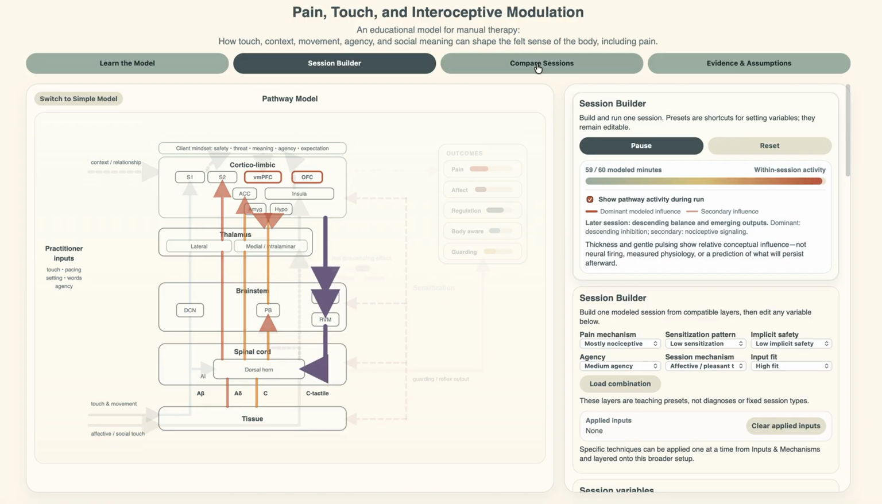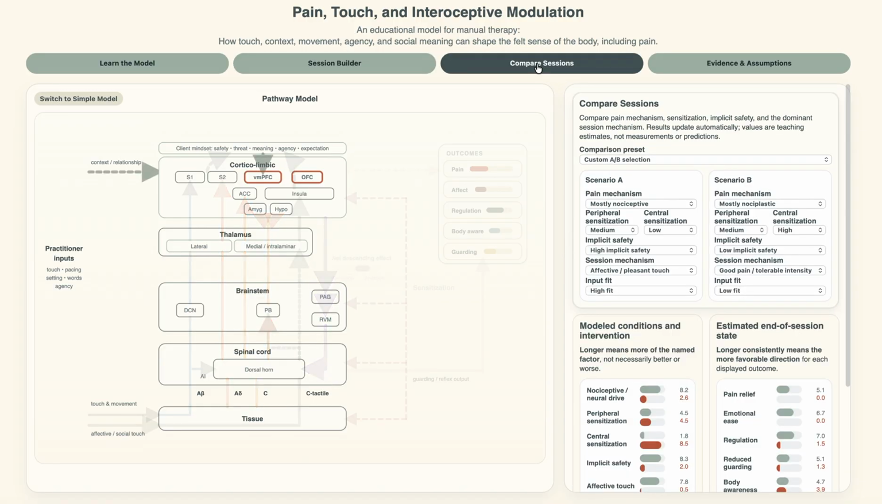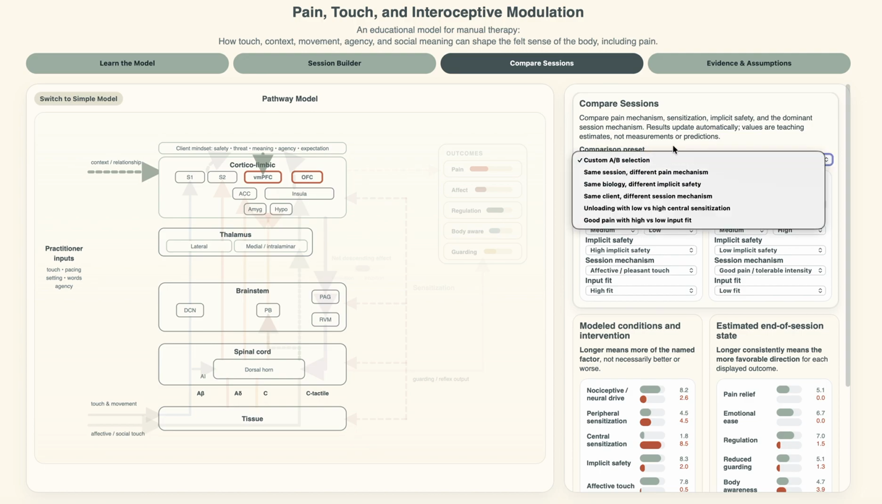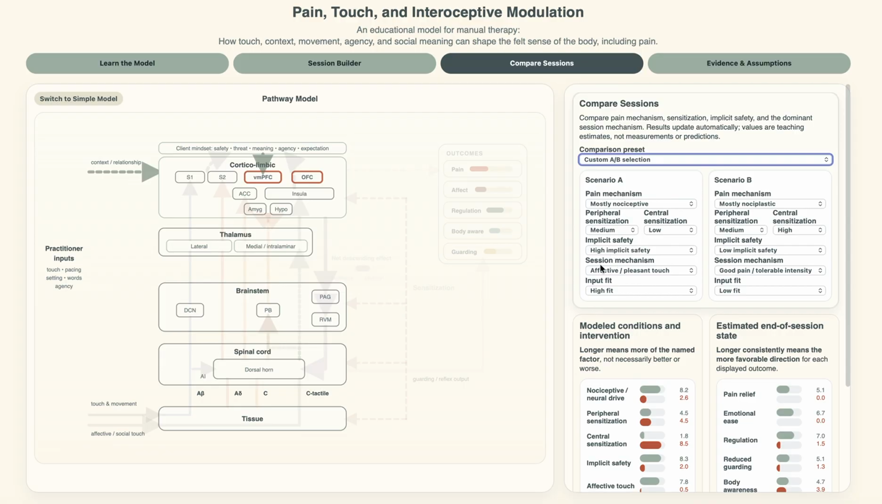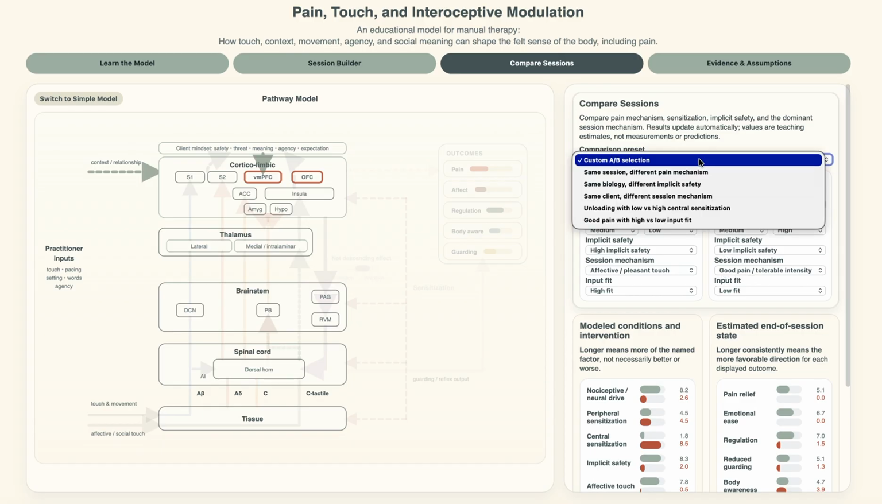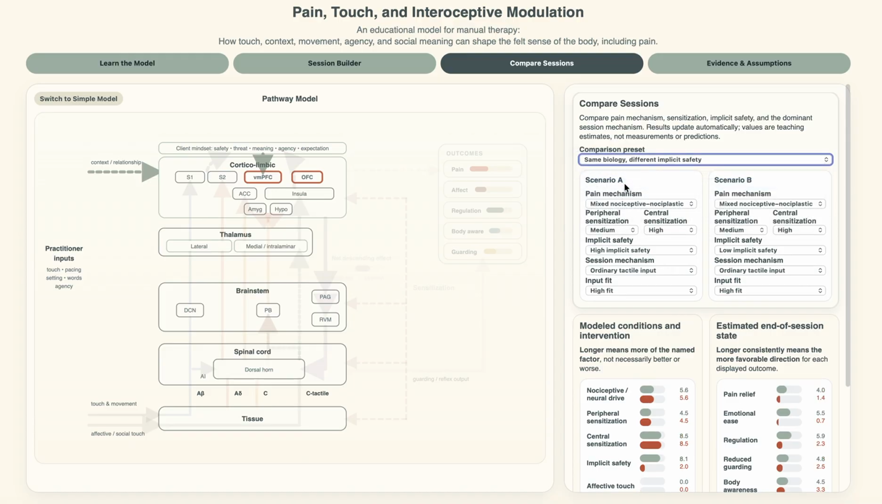All right, and we can go over here to comparing the sessions. The comparison tool makes that easier to see. So here we can set up a custom comparison. So this would be scenario 1, scenario 2. We can manipulate all these different variables between the two and see how it goes. What I'm going to do here is pick the same biology with a different implicit safety, and you just get an instant effect.